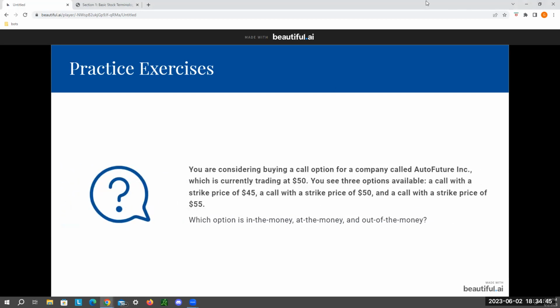This is where I want to see if you guys get this concept. Consider buying a call option for a company called Auto Future. It's currently at $50. The current asset value is $50. There are 3 options available: a call option with a strike price of 45, a call option with a strike price of 50, and a call option with a strike price of 55. Which option is in the money? Which one is at the money? And which one is out of the money?